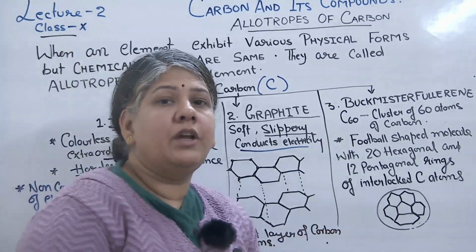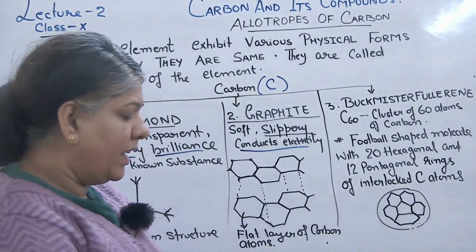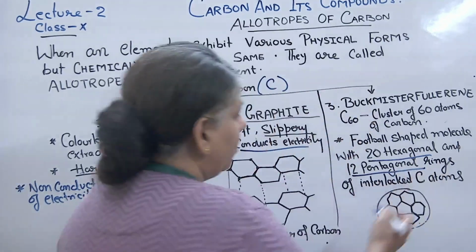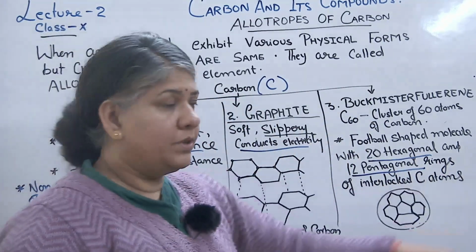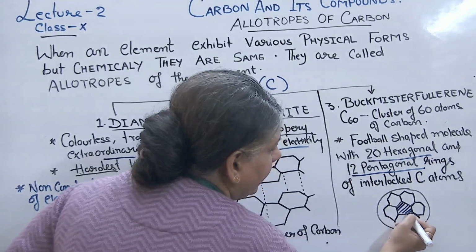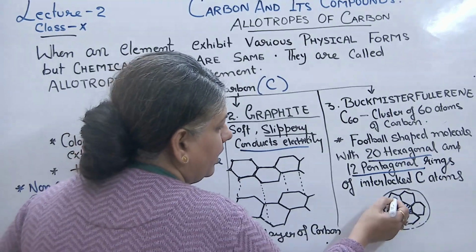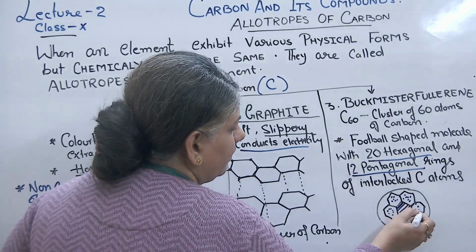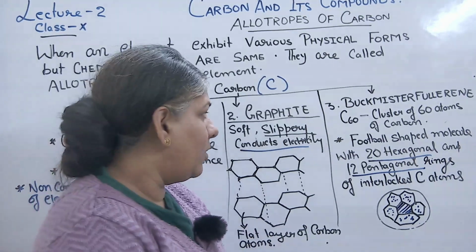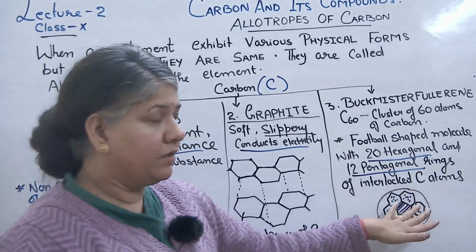They are arranged in a spherical form, just like a football, with interlocking 20 hexagonal rings and 12 pentagonal rings of carbon atoms. See, this is the pentagonal ring. I have drawn just one interlocking system. This is a pentagonal ring, and it is surrounded by hexagonal rings. This repeating unit is present, made up of 60 atoms. So there will be 20 such hexagonal rings and 12 pentagonal rings.